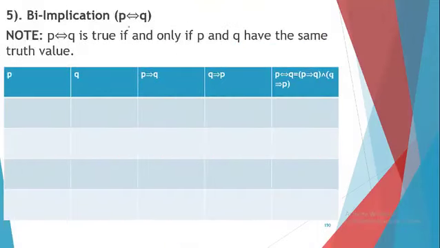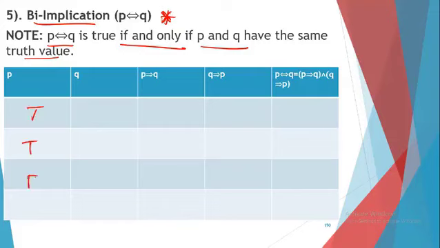Okay, let us take the last connective, which is bi-implication. By implication, we have to note here that P bi-implication Q is true if and only if P and Q have the same truth value. If only they have the same truth value. Okay, let us start. This is our normal T and T. This is F and F. This is T. This is F. This is T, and this is F.